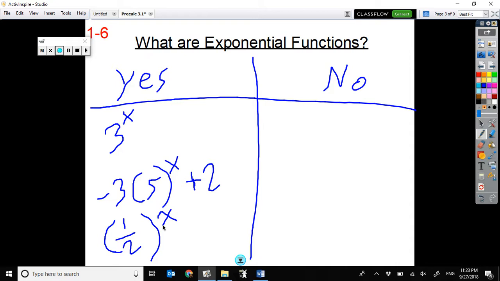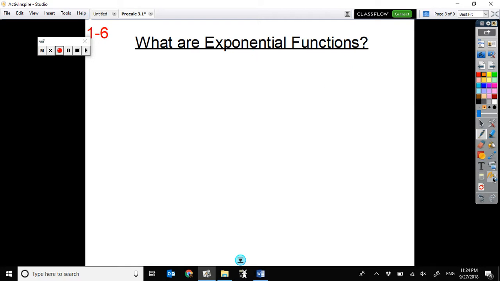What is not would be, say, x to the 5th, x to the 1/3, or even kind of a weird one, x to the x. Okay, for exponential, the base has to be a constant. So this one right here is a no, because the base is not a constant. So go ahead and pause the video now and try the first 6 problems, so 1 through 6, and all you're doing is saying yes or no, is it exponential, and if it's not, explain why.